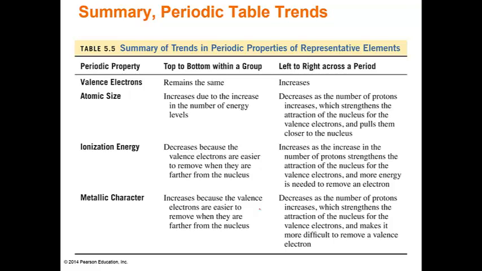So left to right, across the period, valence electrons increase because we're moving towards noble gases. Atomic size decreases as the number of protons increases, which strengthens the attraction. Ionization energy increases as the number of protons increases, strengthening the attraction of the nucleus for the valence electrons. And metallic character decreases as the number of protons increases, which strengthens the attraction to the nucleus for the valence electrons to make them more difficult to remove.